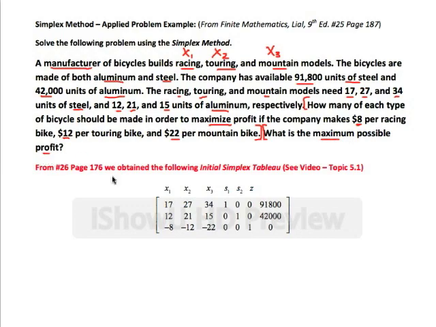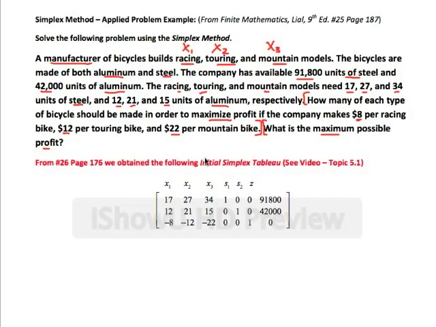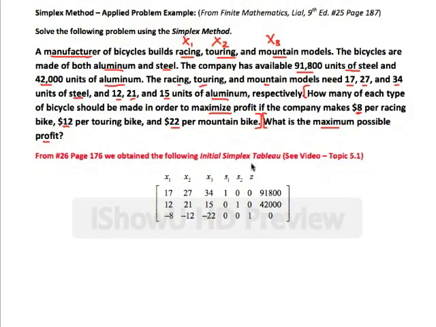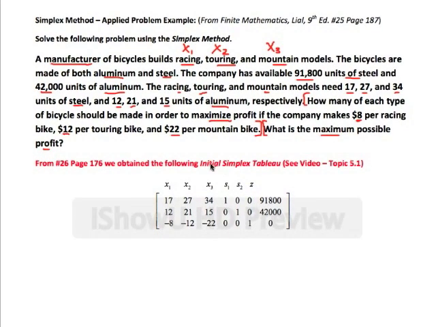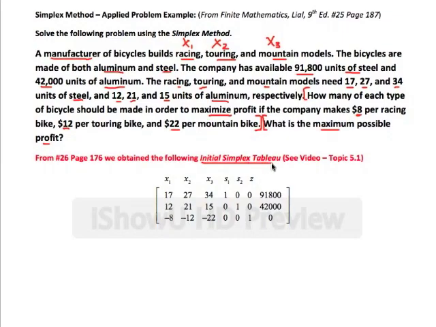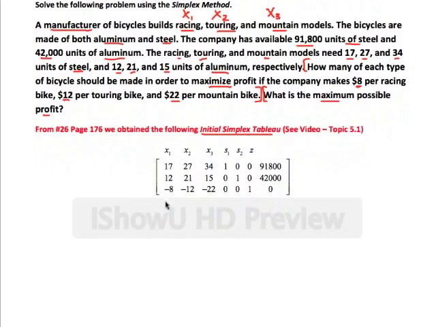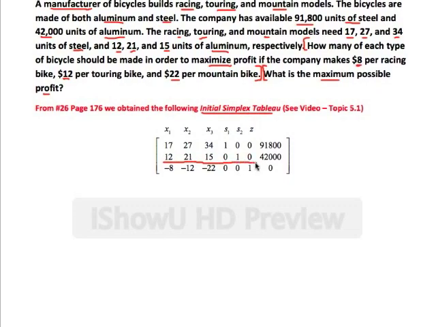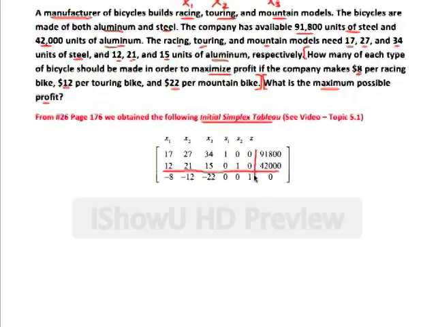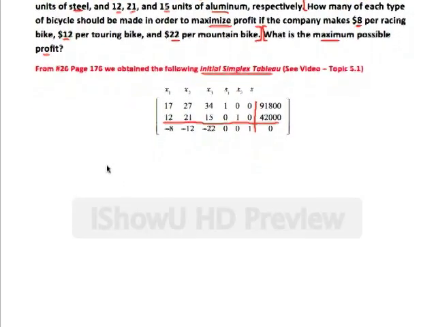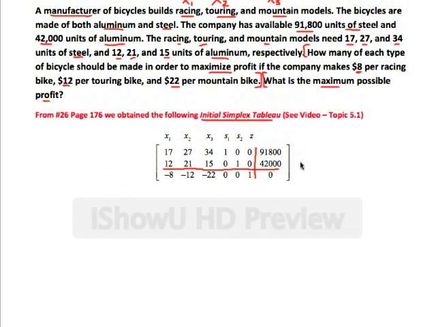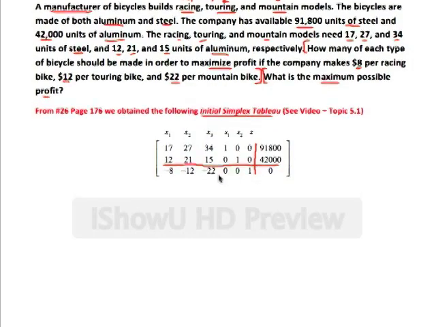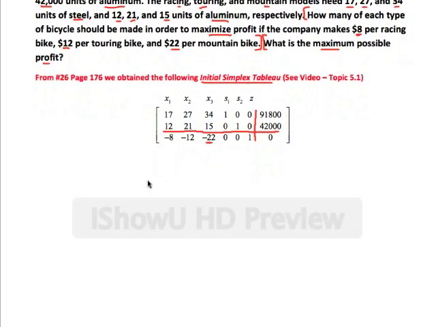Now you'll recall that when we did this question in topic 5.1, and you can go back and review the video, we ended up with this initial Simplex tableau. Of course what we usually do is have a line across here to separate the bottom row, and a line down here. And this is our initial Simplex tableau. Now we want to determine where is the most negative indicator. Well, that's this negative 22.